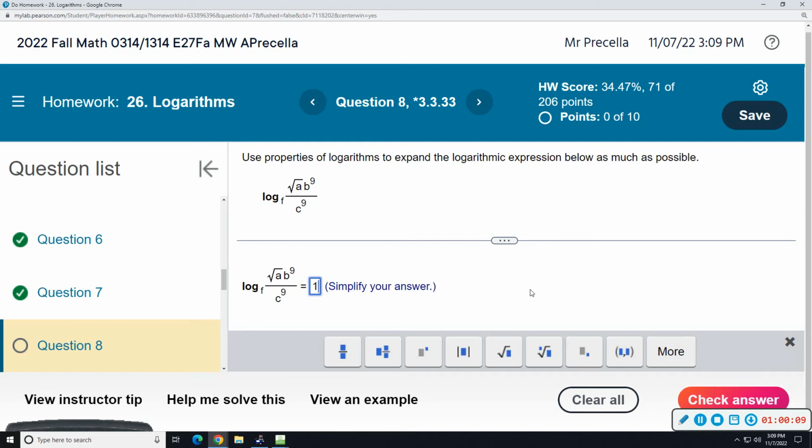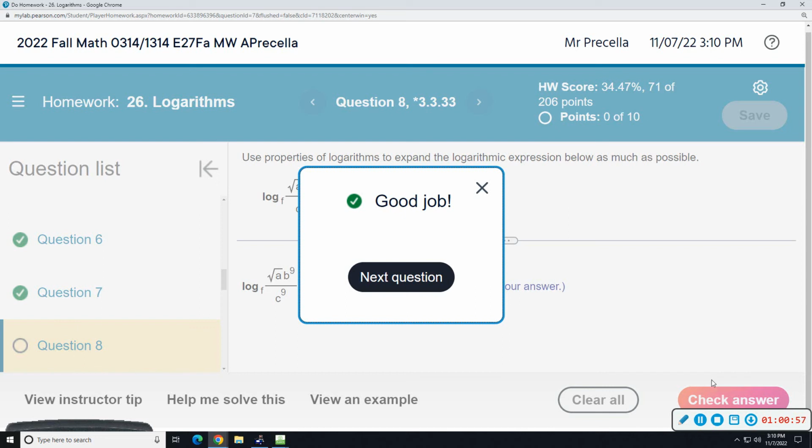So I'm going to go 1/2, right arrow, log, subscript F, right arrow, A, plus 9 log, subscript F, right arrow, B, then a minus 9 log, subscript F, right arrow, C. Check this answer. Any questions?